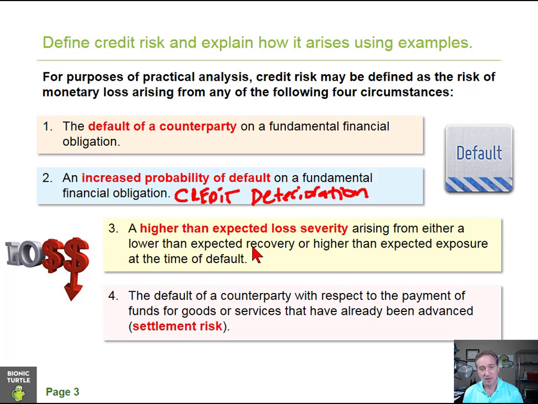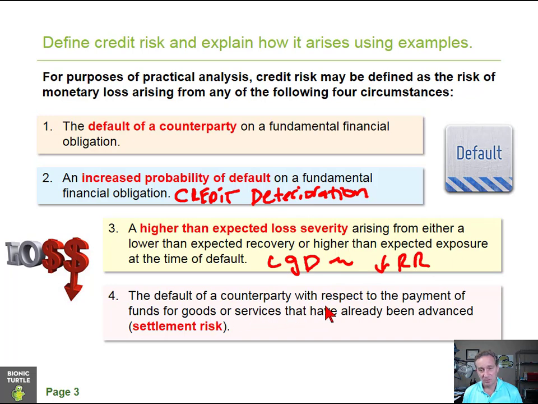A higher than expected loss severity, right? So that's a reference to that loss given default. And of course, then that's going to be similar to or equivalent to a reduction in the recovery rate. Quantitatively, these are synonyms.